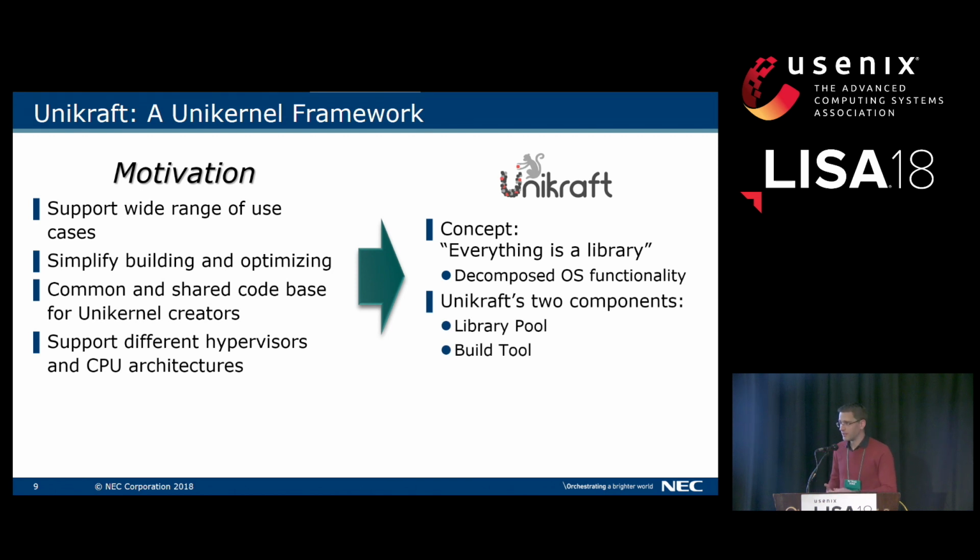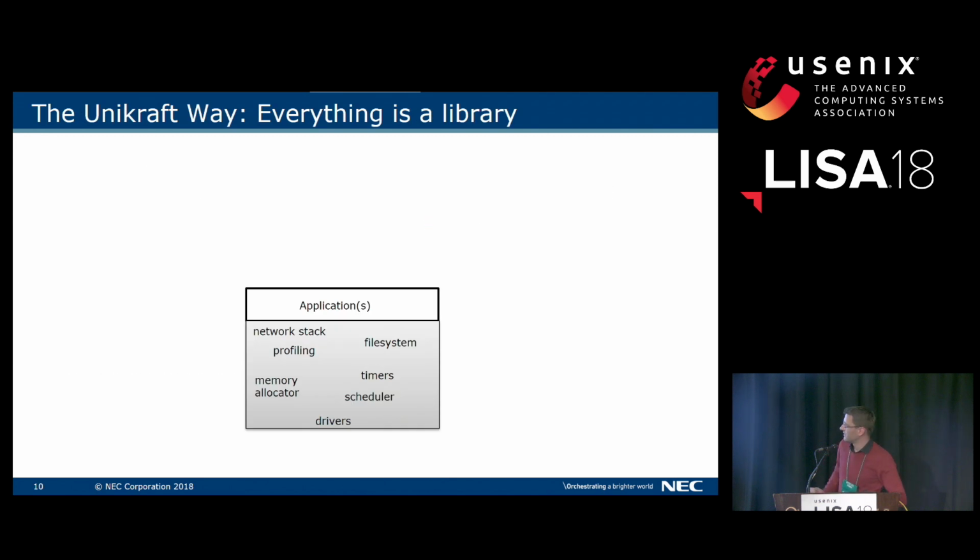And we ended up with two components in the end. One is the library pool, and a build tool that brings all the selected libraries together. So what do I mean exactly with OSD composition? If you look at Linux or any other standard kernel that's out there and really used widely, they're usually quite monolithic, and many of these subsystems are tightly connected to each other, like the memory allocation within the kernel space and the scheduler and so forth.